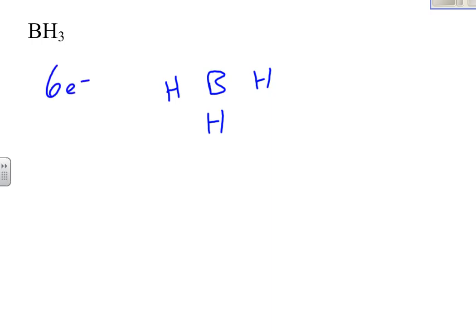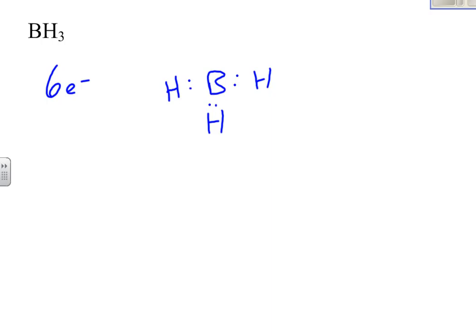Right, we only have 6 electrons. Boron has 3, and then 1 from each of the hydrogens gives us 6 total. So that's the best we can do. Right, that's the best we can do. Now, boron doesn't have a real high electronegativity anyway, so it works out all right. So you can have boron compounds.